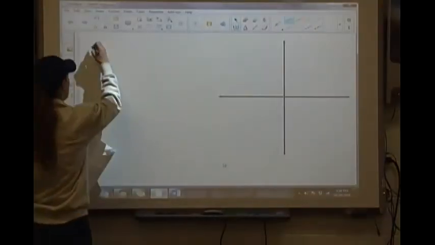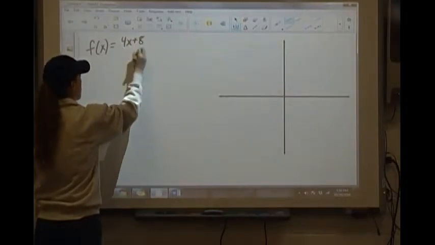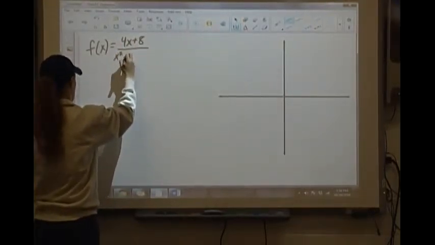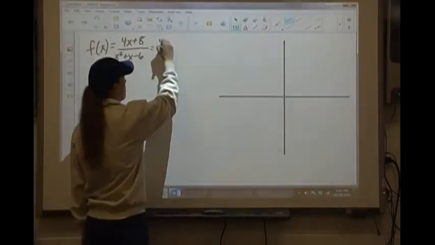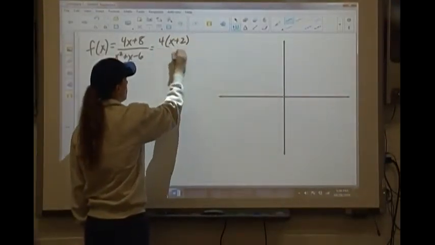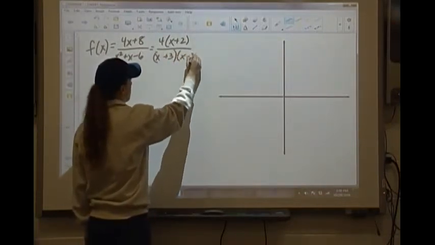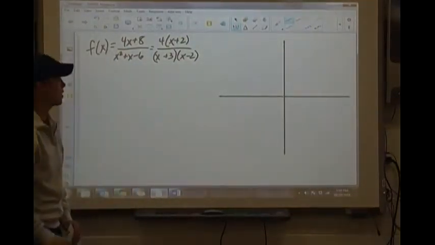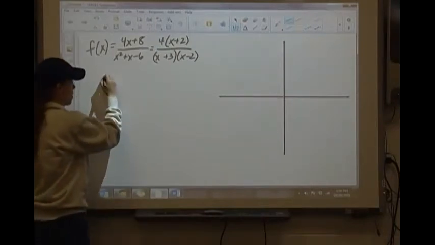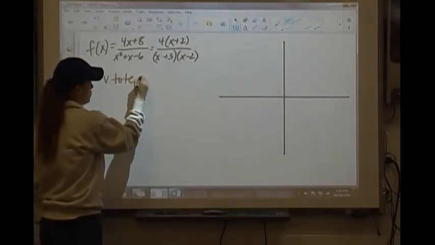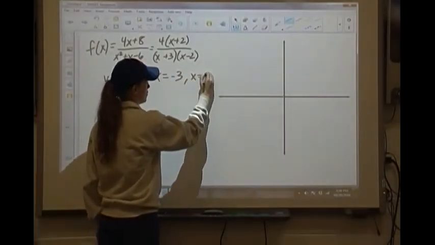As for these, you can just kind of draw a rough sketch for the rest of your graph. It's going to be f of x is equal to 4x plus 8 over x squared plus x minus 6. So again, we want to factor everything that we can, see if anything cancels. Take out a 4, get x plus 2, and get x plus 3 and x minus 2. So nothing's going to cancel here. So we don't have any holes in our graph. So we'll start off with our vertical asymptote. There's actually 2 here. So we have x is equal to negative 3 and x is equal to 2.